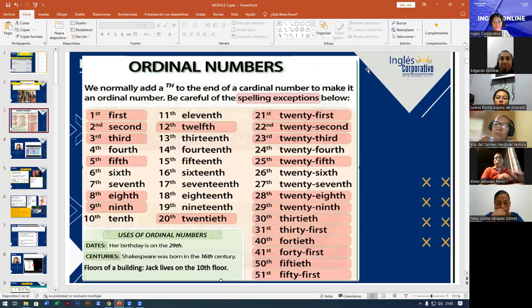Let's go ahead then. First, we need to know about ordinal numbers. We know ordinal numbers have an order, different from the cardinal numbers, which are the normal numbers. So it says that we normally add a th to the end of a cardinal number to make it an ordinal number. Be careful of the spelling exceptions. Not all of them are equal. They are going to vary a little bit. We have the first one. Number 1 includes the ST. Why? Because you are going to include the last 2 letters in the name.